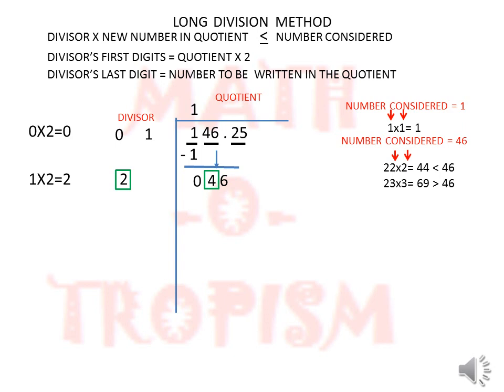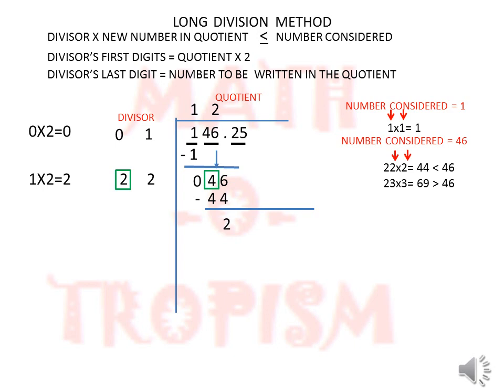What is 22 into 2? It is 44, which is already less than 46. I just checked 22 into 3, it becomes 69. So we stop with 22. I need to put 2 in the last digit of the divisor as well as in the quotient. So this becomes 44, and when I subtract I get a remainder of 2.